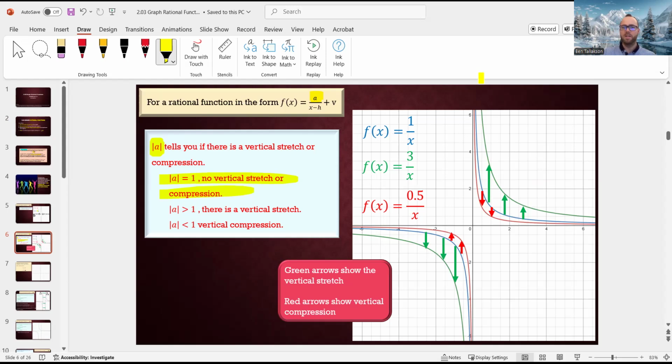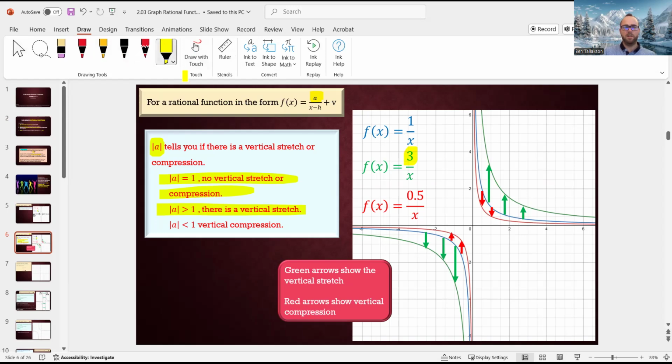But what happens if a is now greater than 1? Well, that means there is a vertical stretch. That means you're grabbing the top and the bottom of your graph lines, and it has that rubber band effect where they're getting further apart, and we see that indicated with these green arrows, right? Stretching, pulling further away from that horizontal asymptote. So we see green line further up here, green line further down there, moving up and down in those vertical directions.